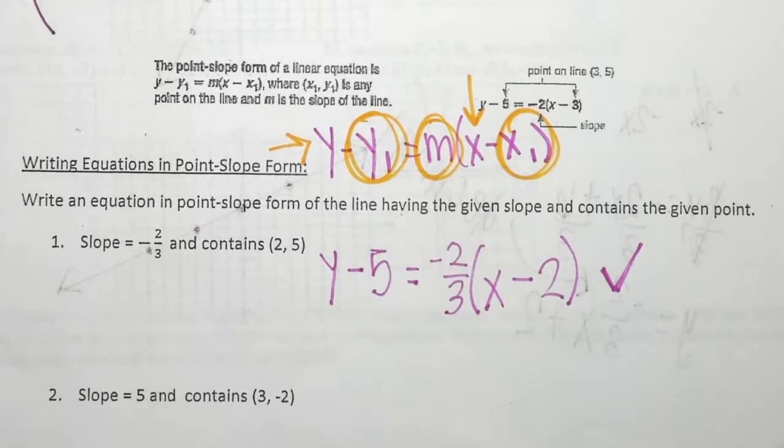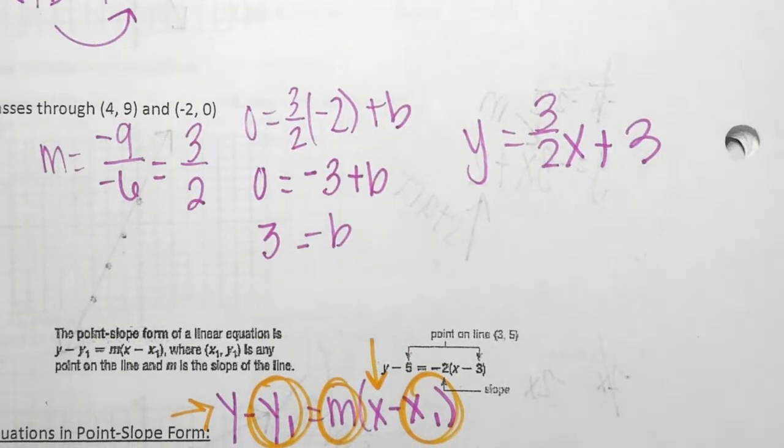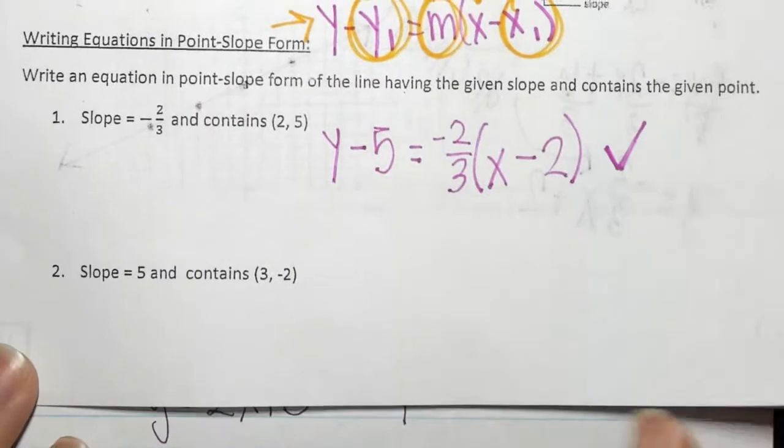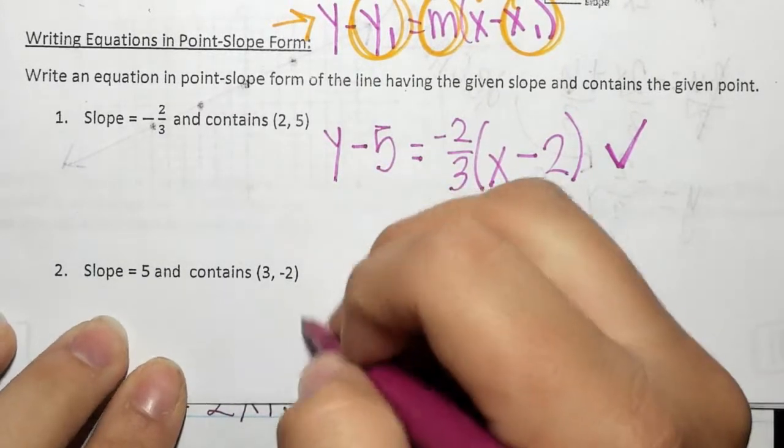Try 2 when you're finished. And what was 7 for that? 3 divided by 2x plus 3. Try 2. All you're doing is plugging it in.